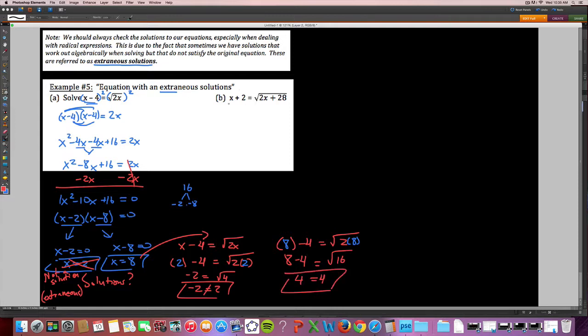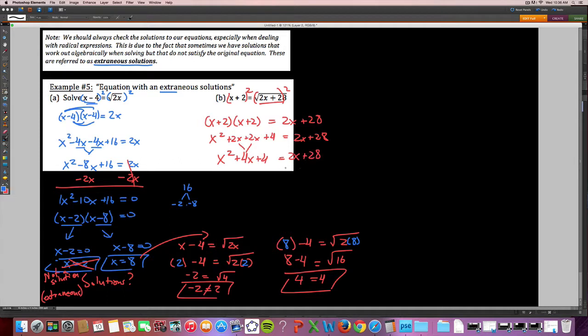Again, really quickly, in this next instance the root is already by itself, so we're going to square both sides. We get x plus 2 times itself, which we have to write out: x plus 2 times x plus 2 is equal to 2x plus 28. Again, we need to FOIL this. So we get x squared plus 2x plus 2x plus 4 is equal to 2x plus 28. Combining like terms, we get x squared plus 4x plus 4 on the left, and 2x plus 28 on the right.